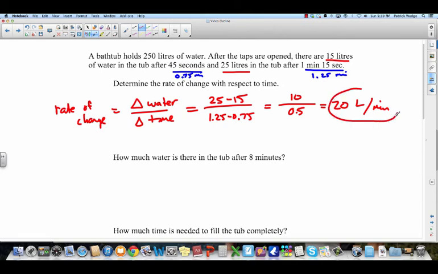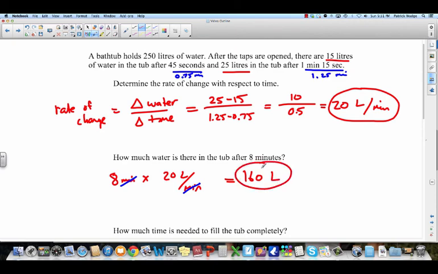Alright, now we can use this to solve these questions. How much water is there in the tub after 8 minutes? Well, if 20 liters comes out every minute, then in 8 minutes, how would you figure that out? You just multiply 8 minutes times 20 liters per minute. Do you see how the minutes cancel? Because you have 1 minute in the top and 1 in the bottom. That's perfect. Because then what we're left with is 8 times 20 is 160, and we're only left with liters, and that's what we want, 160 liters.